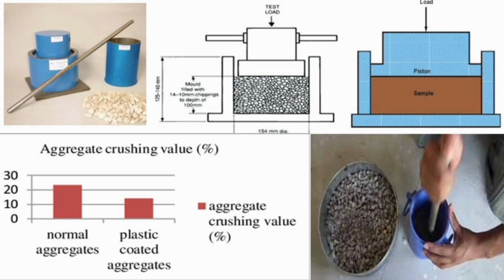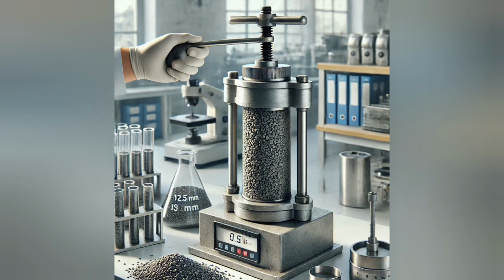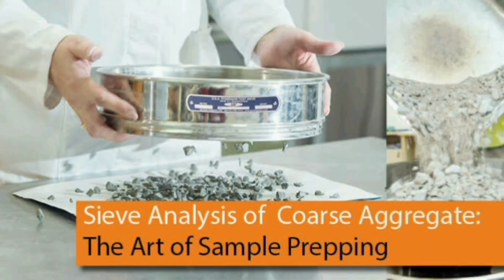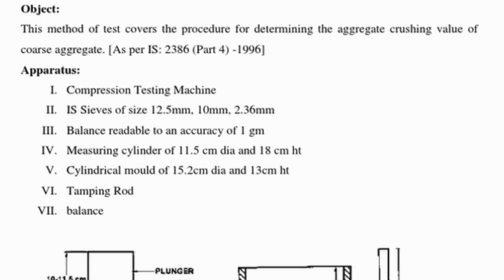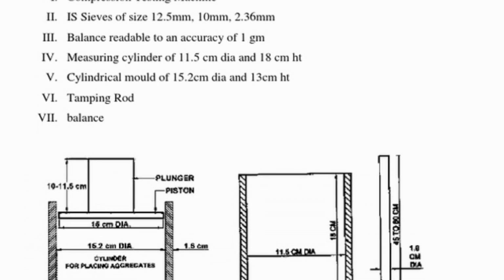The second test is the aggregate impact value test. This is similar but measures the resistance to sudden shock or impact, which is a different type of loading. In this test, we fill a standard cup with aggregate, and a hammer weighing about 14 kilograms is dropped 15 times from a height of 380 millimeters onto the sample. The material is then sieved on a 2.36 mm sieve, and the percentage passing is the aggregate impact value. For both tests, lower values are better.